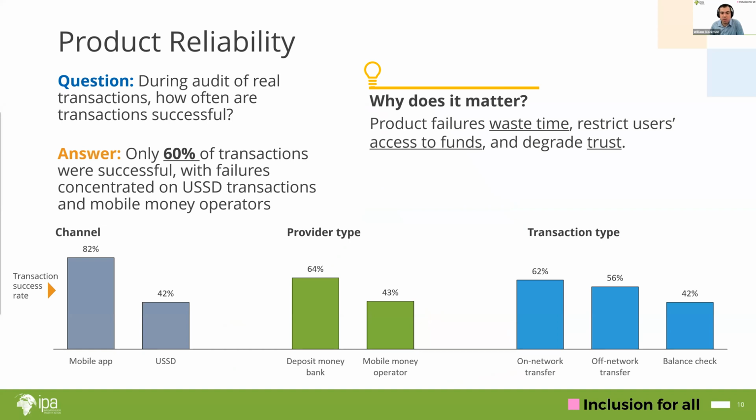So the results that we found were somewhat concerning. Only 60% of the transactions that we attempted were successful. And less than half of the transactions that we conducted via USSD were successful, or transactions conducted using mobile money operators. Interestingly, basic balance checks were actually the type of transaction most likely to fail.